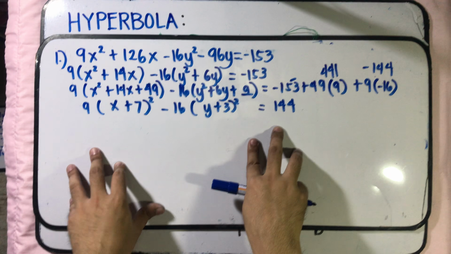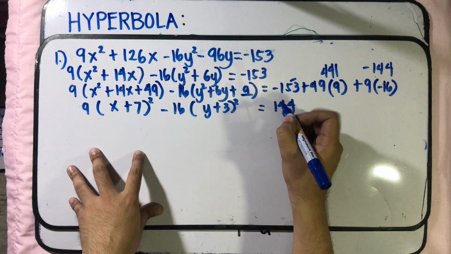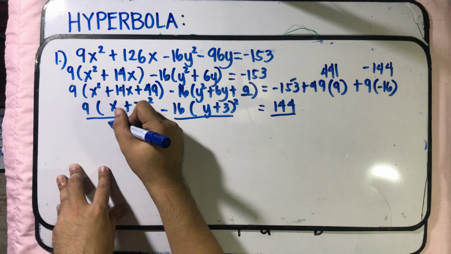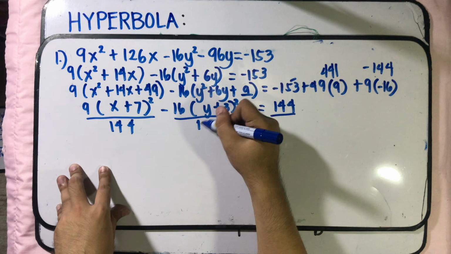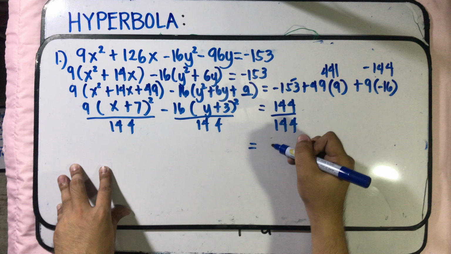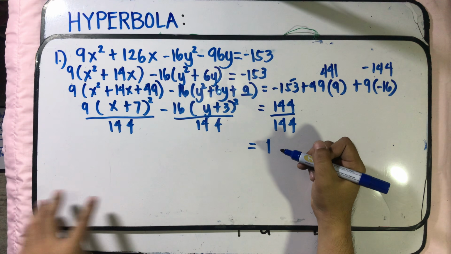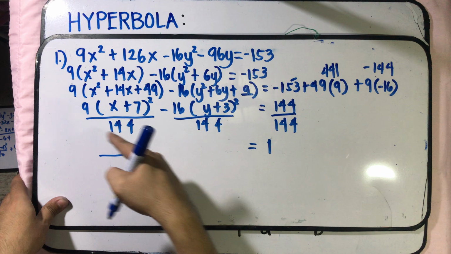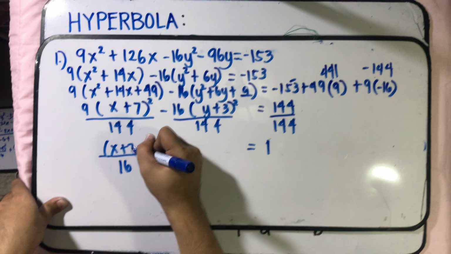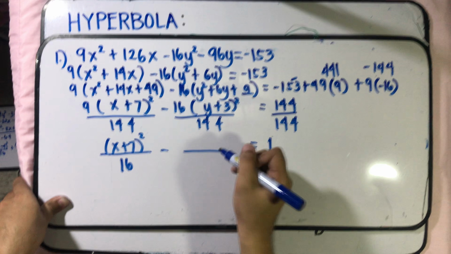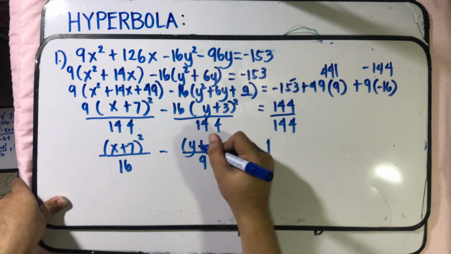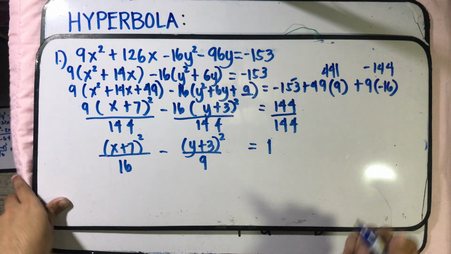So in order for this to become an equation of the hyperbola, the right side should be equal to 1. Therefore, we need to divide all the terms by 144. Okay, let us now divide. And since we have 144 over 144, it now becomes 1. 144 over 9, therefore, that becomes 16. Retain x plus 7 quantity squared minus 144 divided by 16, that is 9. The numerator would be y plus 3 quantity squared.